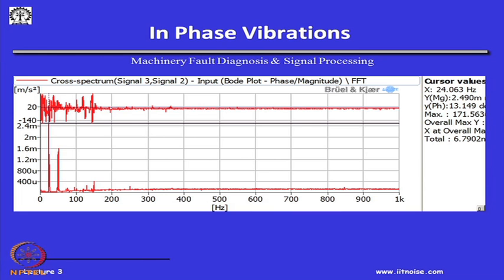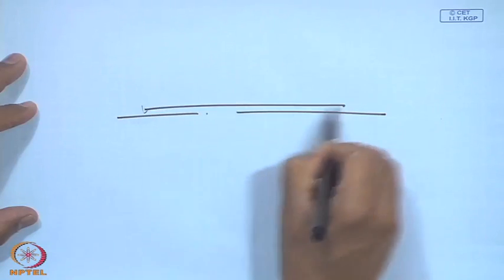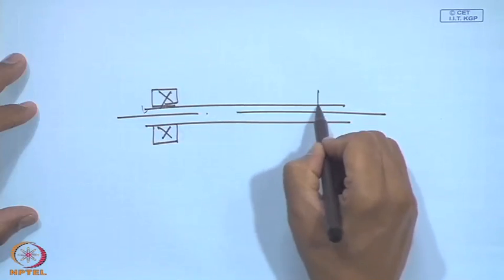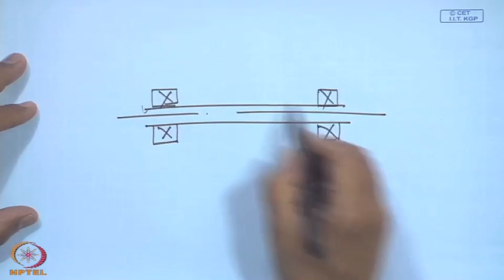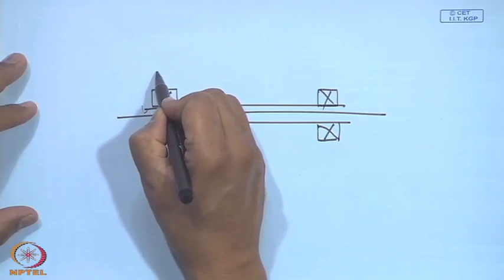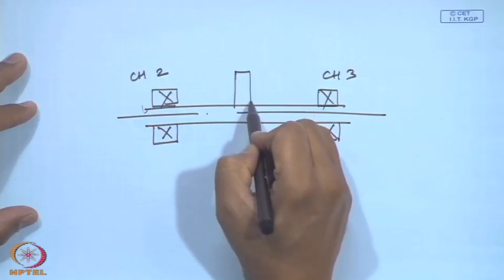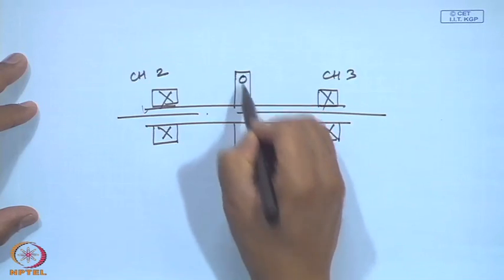before I go there, I just want to show this. This is what we have measured here. Now, you see, signal 3 is one accelerometer, signal 2 is one accelerometer, which you have mounted. Maybe if I go back and draw it here again. Okay, this is my channel 2, channel 3, wherein we have a disc. I will show you a picture of this setup in the next class.